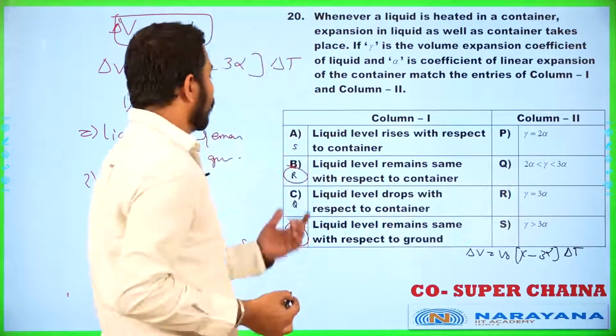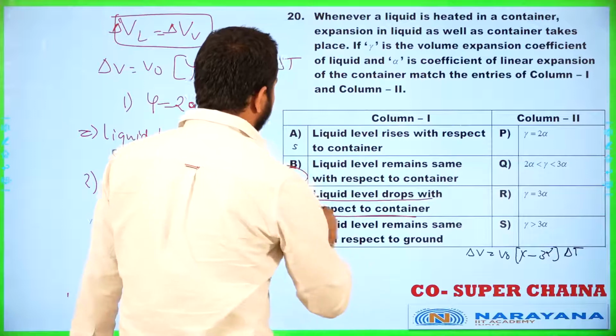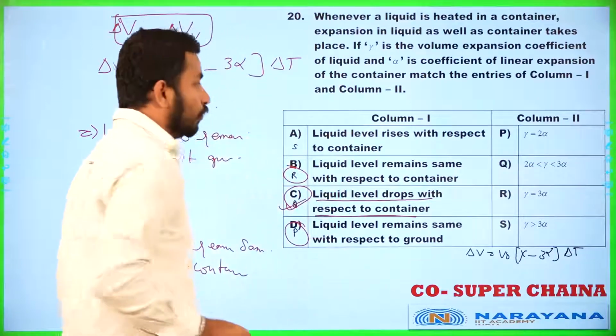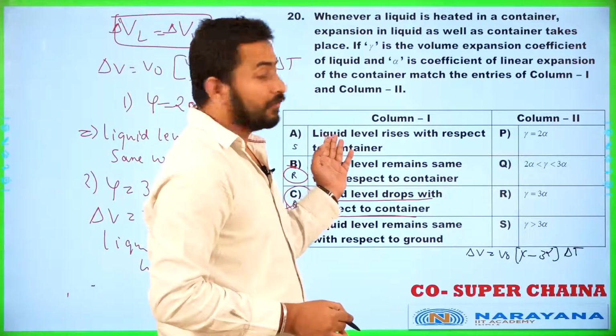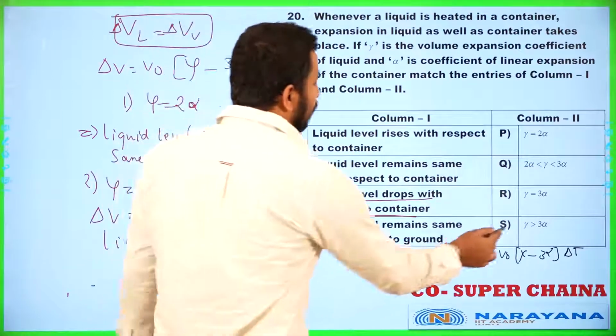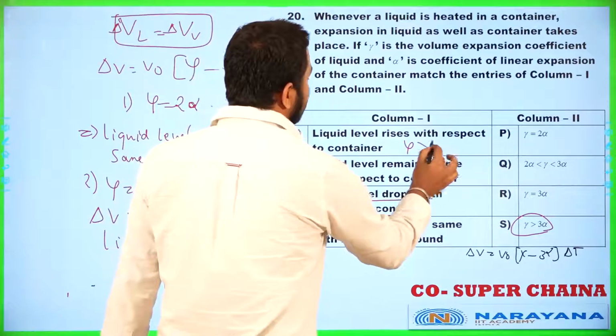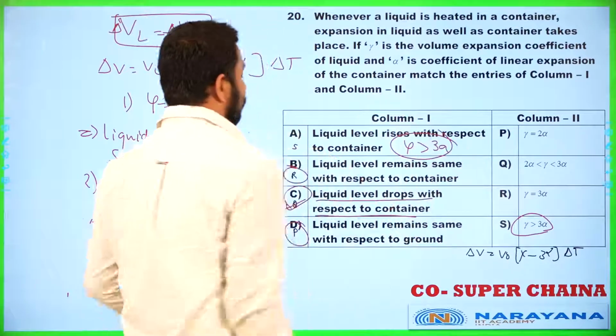Now check for the other condition, if it lies between 2 alpha and 3 alpha, so what will be the condition? If it lies between 2 alpha and 3 alpha, liquid level will drop with respect to container, so we will get the option Q. And similarly, if the liquid level rises with respect to container, this is possible when gamma is greater than 3 alpha, then only it is possible, right?